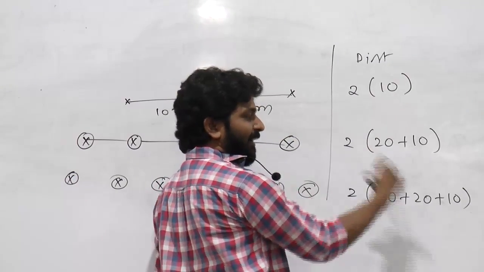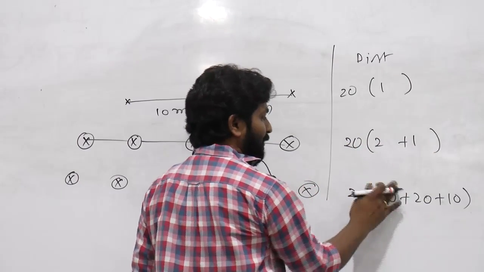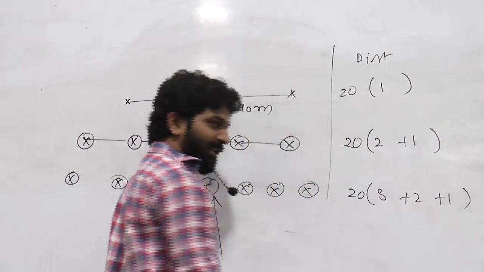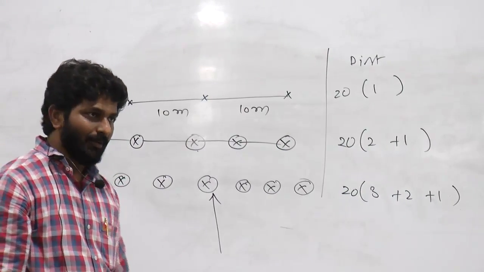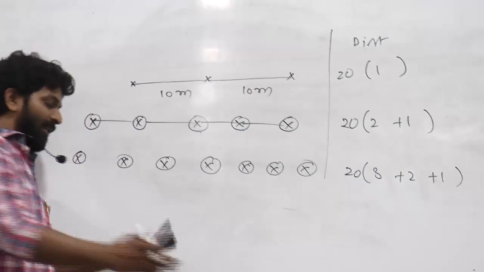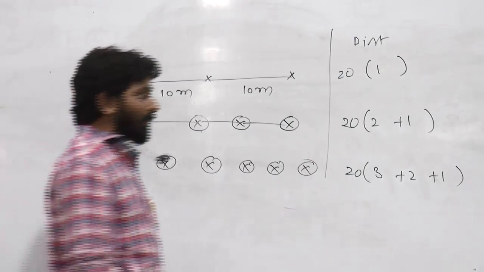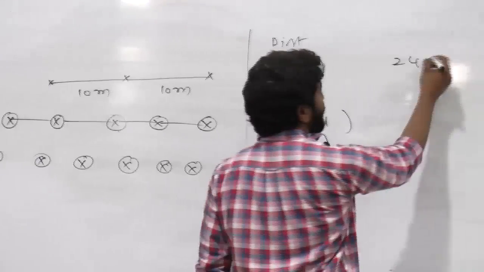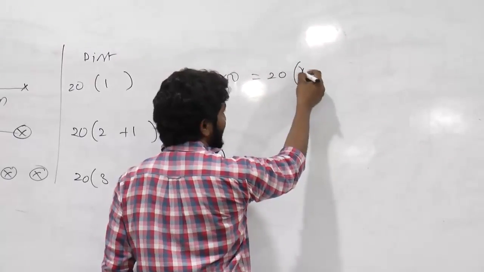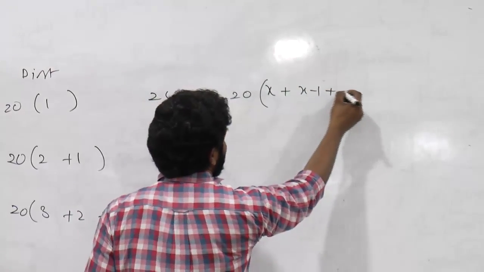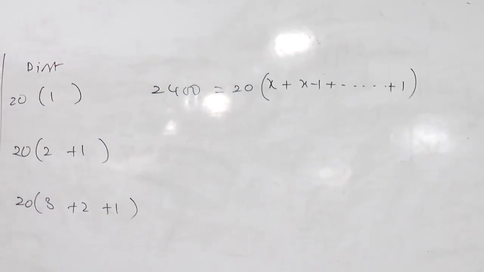All are multiples of 10, right? Take 10 common, so that will be 20 into 1, 20 into (2 plus 1), 20 into (3 plus 2 plus 1). Sum of natural numbers, yes or no? And the total distance traveled given in the question is 2.4 kilometers. Converted to meters, that is equal to 2400. And that should be equal to 20 into (x plus x minus 1 and so on plus 1), according to this logic.